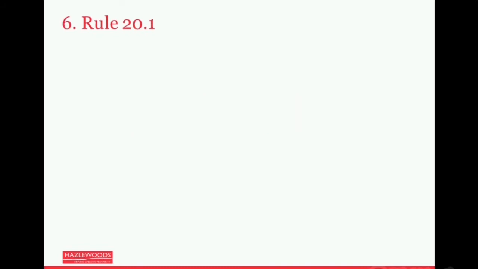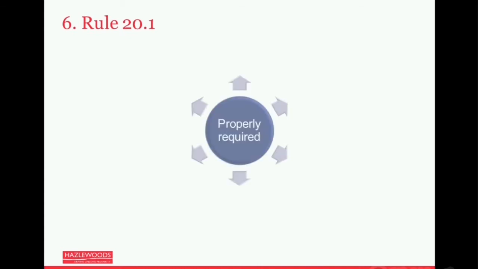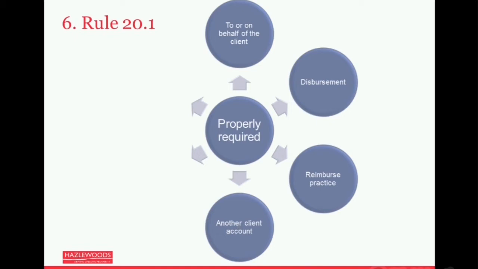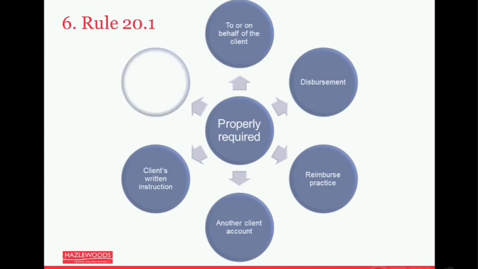Okay, so the sixth most common breach that we noted was of Rule 20.1, which relates to withdrawals from client account. The rules state that withdrawals from client account must only be made when properly required for payment to or on behalf of the client, where they are required for the payment of a disbursement on behalf of the client, where they are required to reimburse the practice for money spent on behalf of the client, where they are transferred to another client account, withdrawn on client's written instructions, or to remedy a breach, for example, paid into the wrong deposit account.